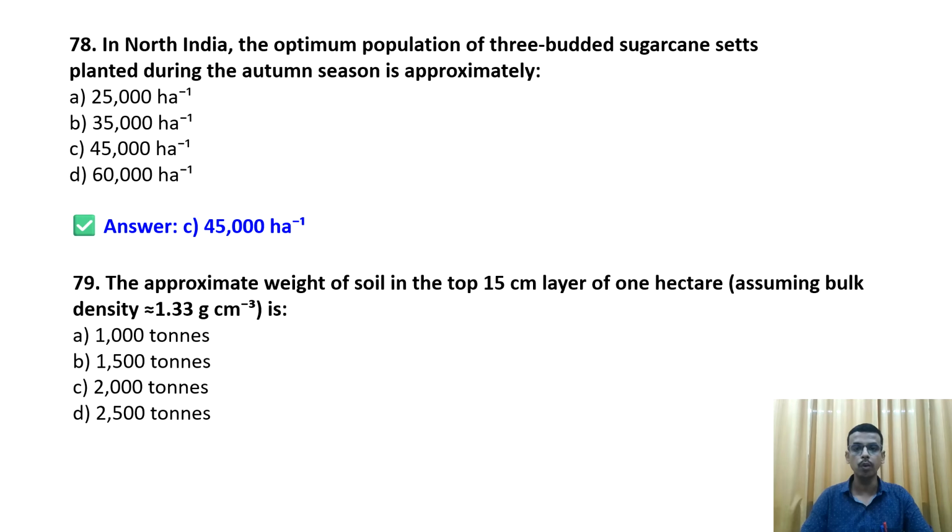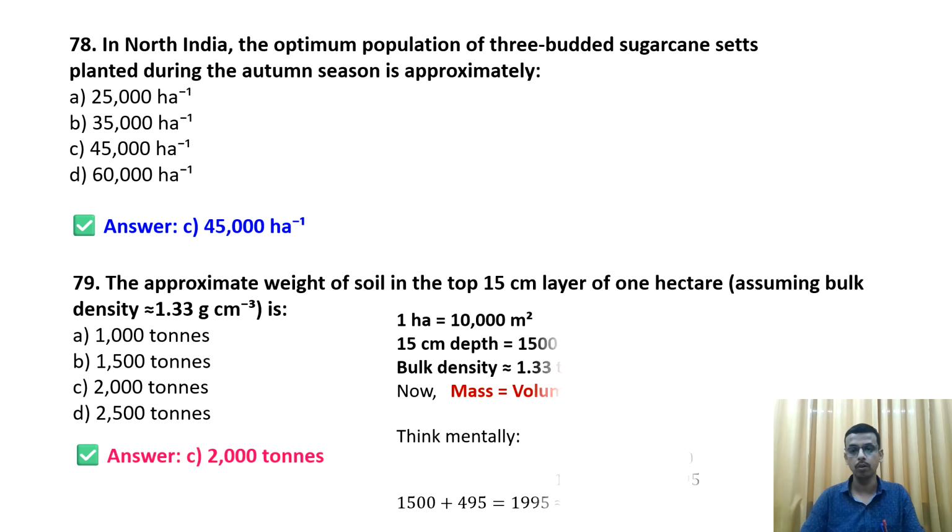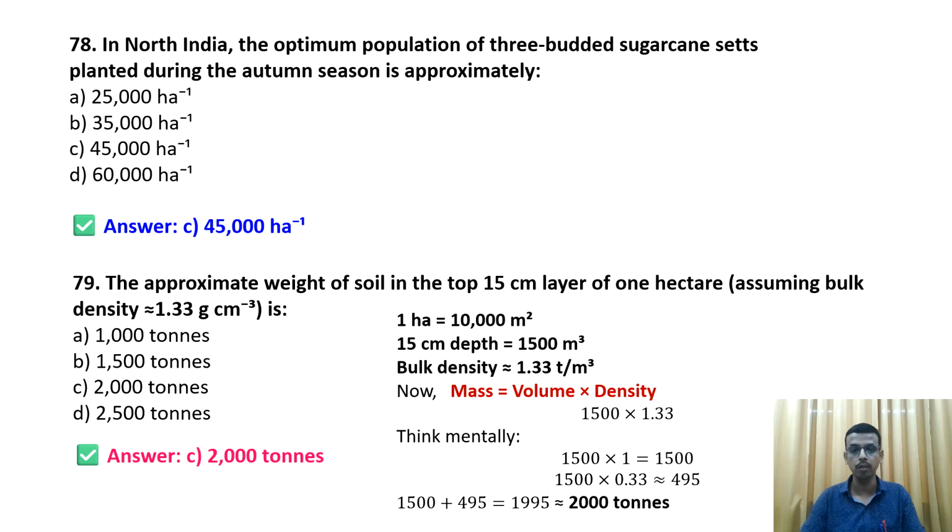The approximate weight of a 15 centimeter soil layer. We know that the weight of 1 hectare furrow slice is 2 into 10 to the power 6 kg per hectare. If you convert it into tons, it will come to 2000 tons. Okay, so please remember, I have also given the calculation. 1 hectare is equal to 10,000 meter square. 15 centimeter depth means how much is the volume; mass is equal to volume into density. But we all know that 1 hectare furrow slice weight is 2 into 10 to the power 6 kg. So if you convert it to tons, it will obviously come to 2000 tons.